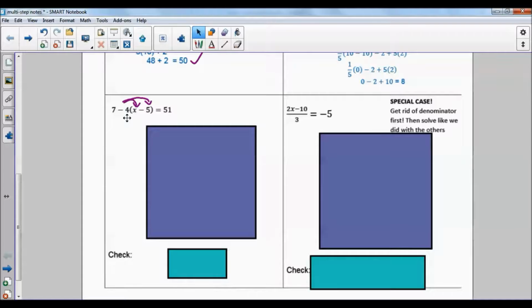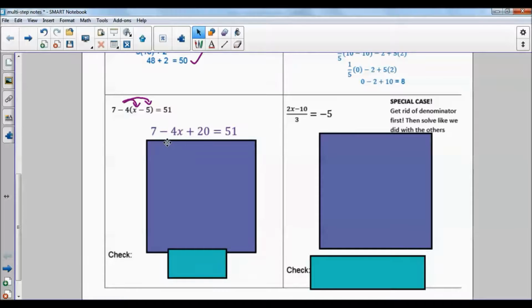Don't forget there's a negative in front of the 4 that has to go with it, right? So we'd have 7 minus 4x, and then positive 20 or plus 20, because negative times negative gives us a positive here. So 7 minus 4x plus 20. The next step we're going to do, we're going to combine like terms, right? So we can combine 7 and 20 together.